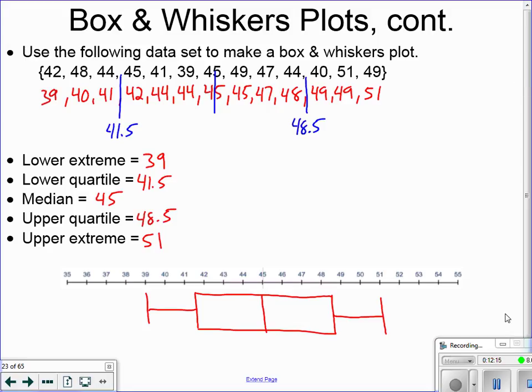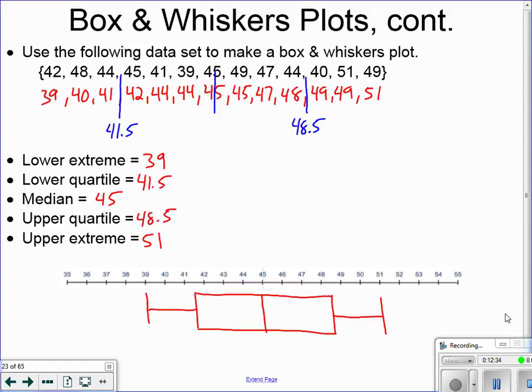Just a couple of things about a box and whiskers plot. The 2 we have made here, they've both been below the number line. It really doesn't matter if you make your box and whiskers plot above the number line or below the number line. That does not matter.